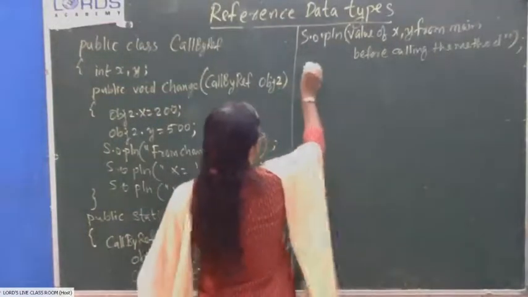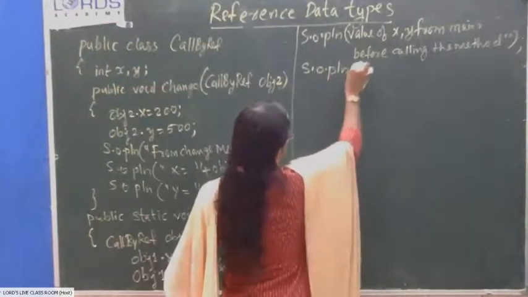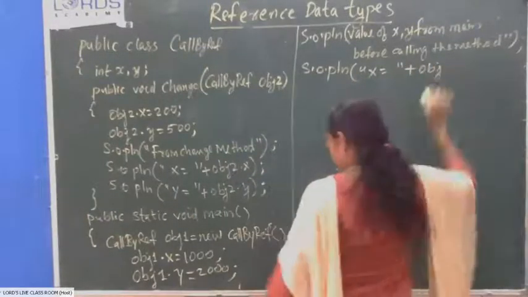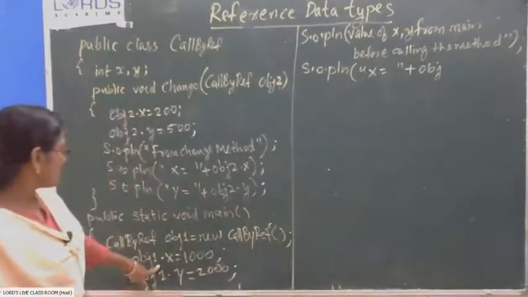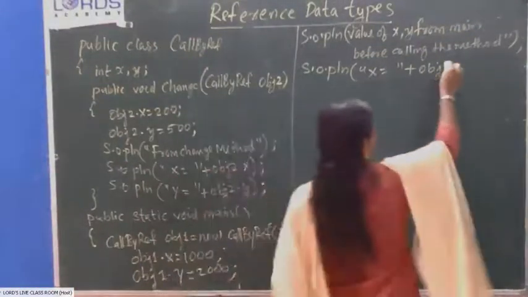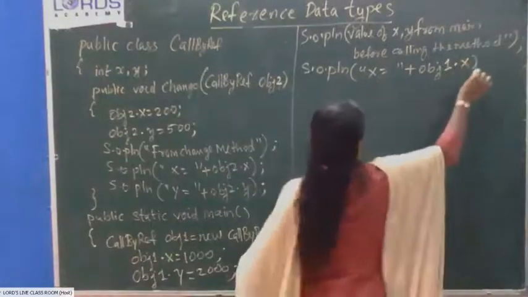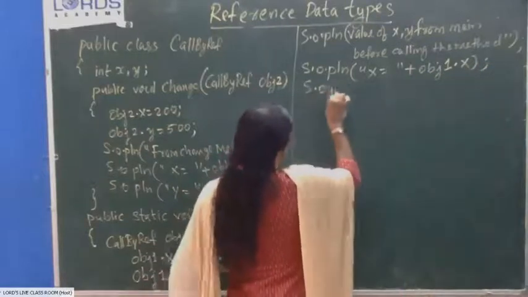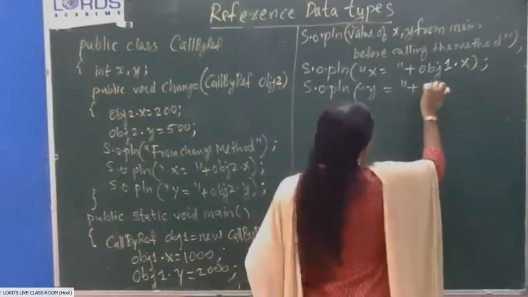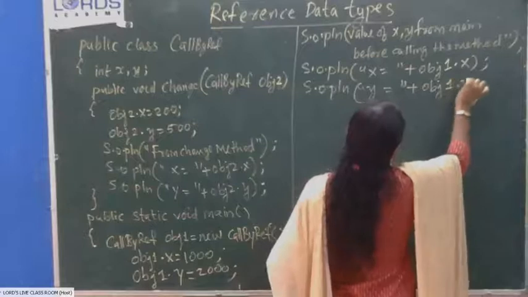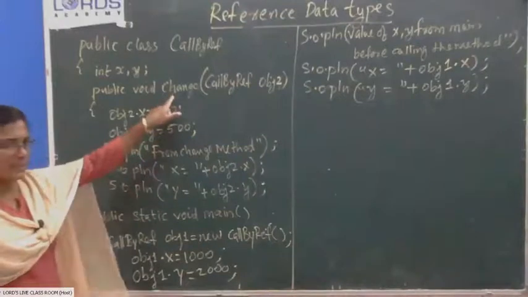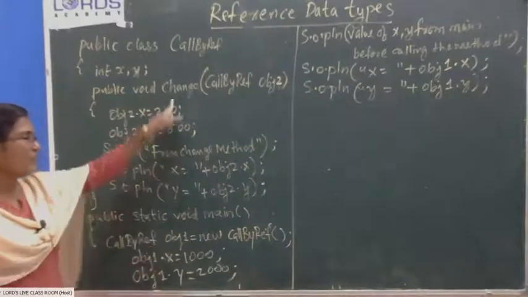System.out.println x equal to obj1.x. What is the object created in this main method? The object created in this main method is obj1. System.out.println y equal to obj1.y. Okay, now I am going to call the change method through object name dot method name.